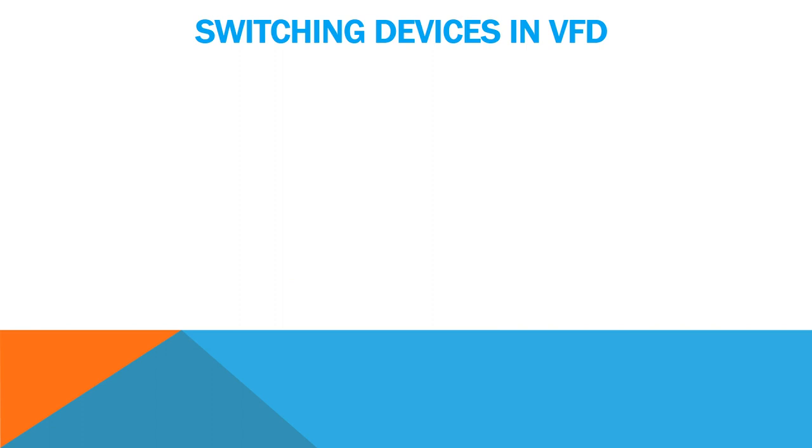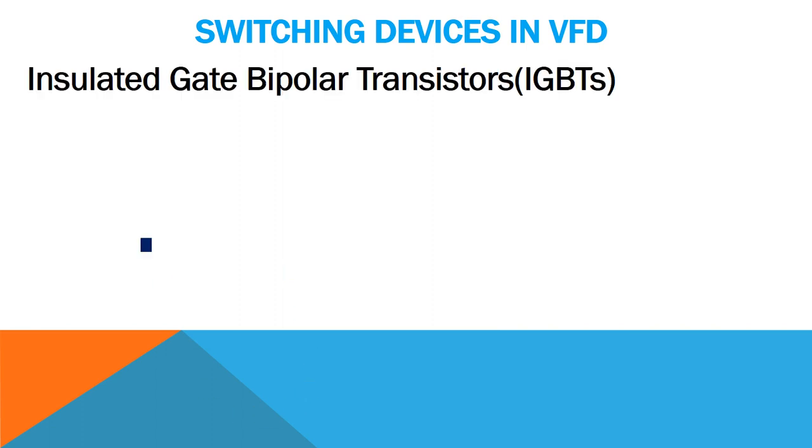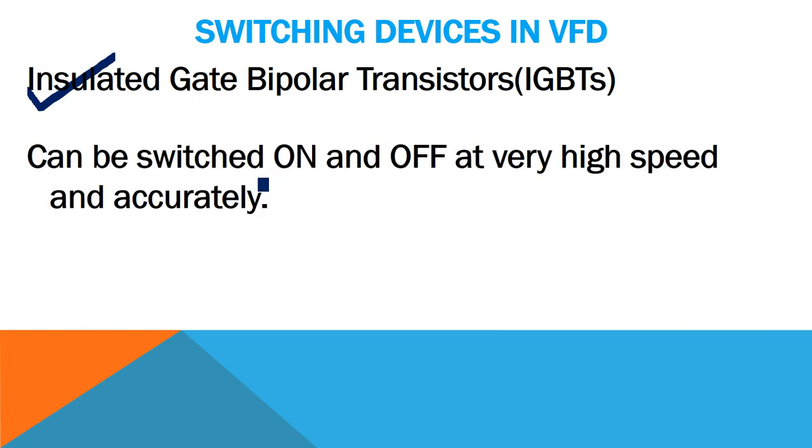We already told the switching device widely used in a VFD is the IGBT. It can be a MOSFET or any other power electronic component, but the IGBT is widely used because it can be switched on and off at very high speed and accurately.